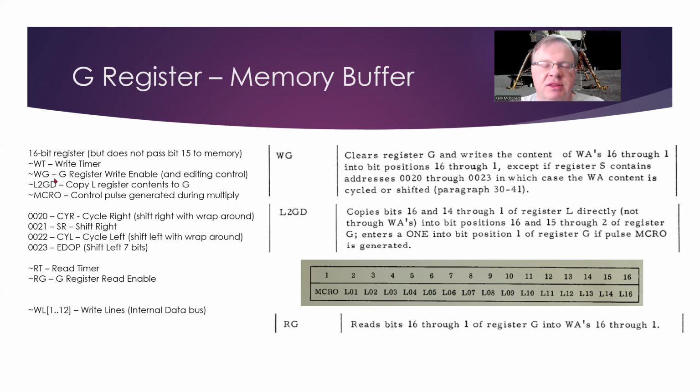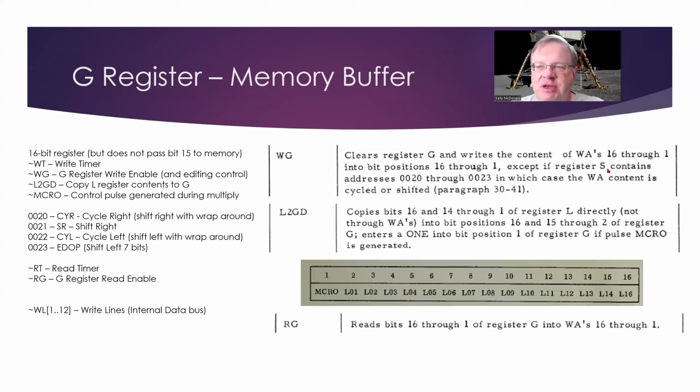Now, if we look at the control pulses that feed into the G register, of course we've got our write timer. We have WG, which is our G register write enable, but this also provides our inputs to editing control. You can see the description here. Normally the WG clears register G and writes the contents of the write lines 16 through 1 into position 16 through 1. That in and of itself is fairly simple.